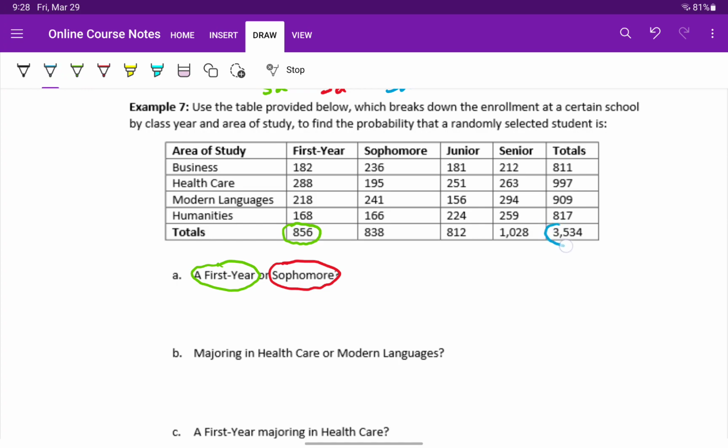out of the total of 3,534 students. So that probability will be 856 over 3,534. And we'll add that to the probability that a student is a sophomore. There are 838 total sophomores. So this will be 838 out of 3,534.